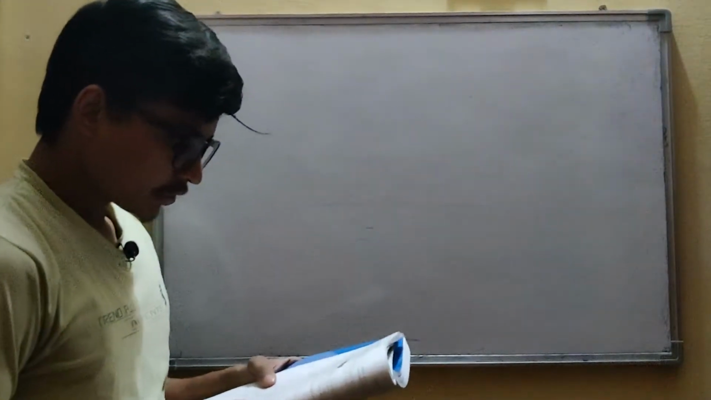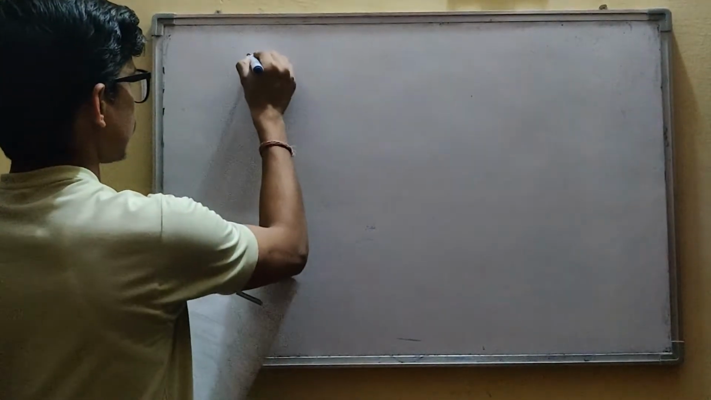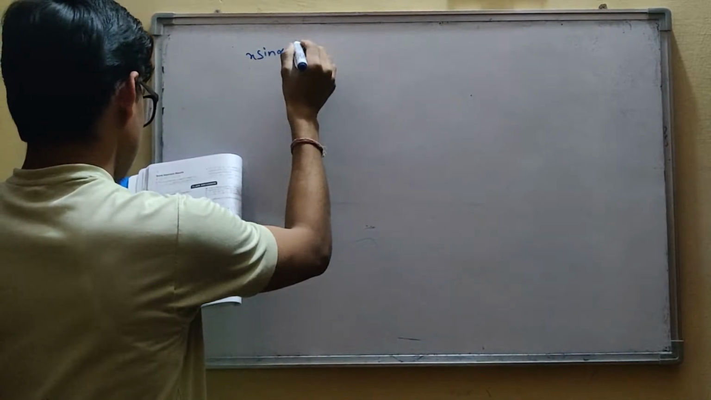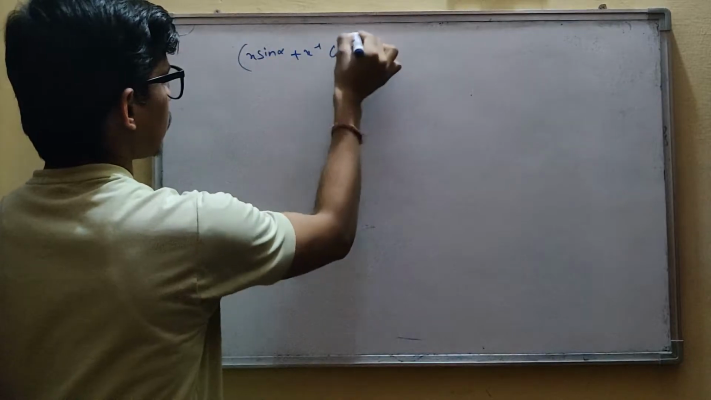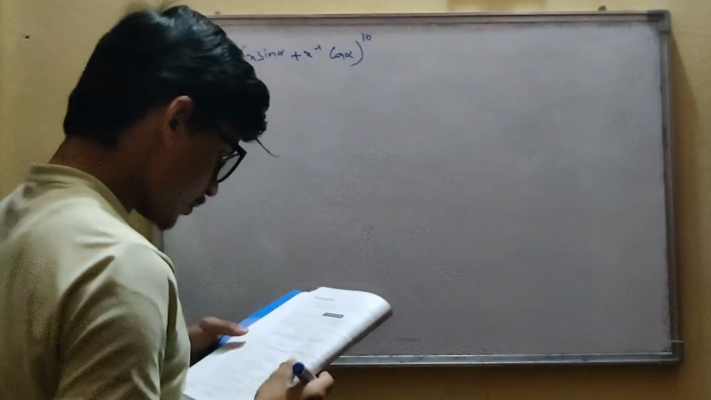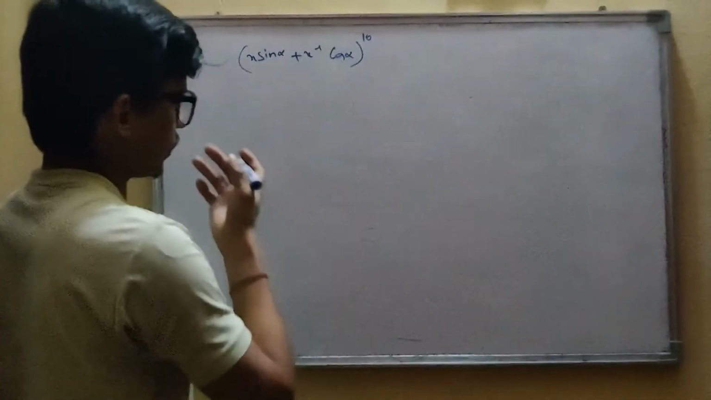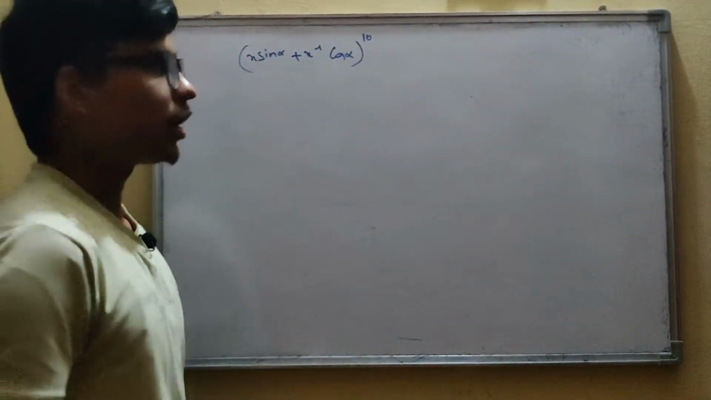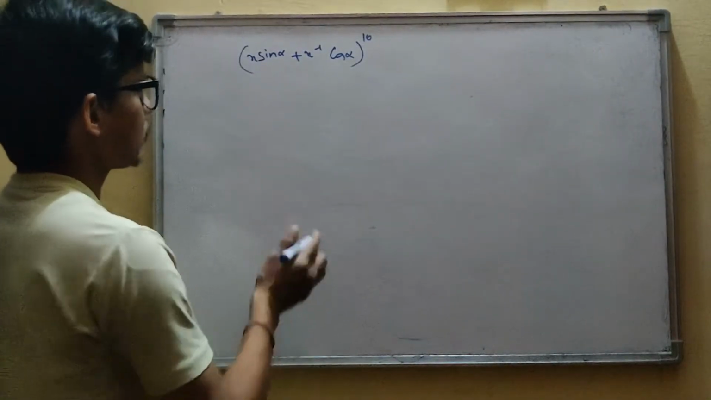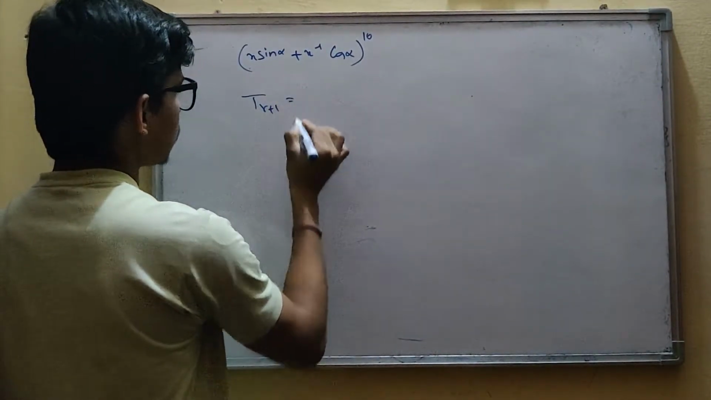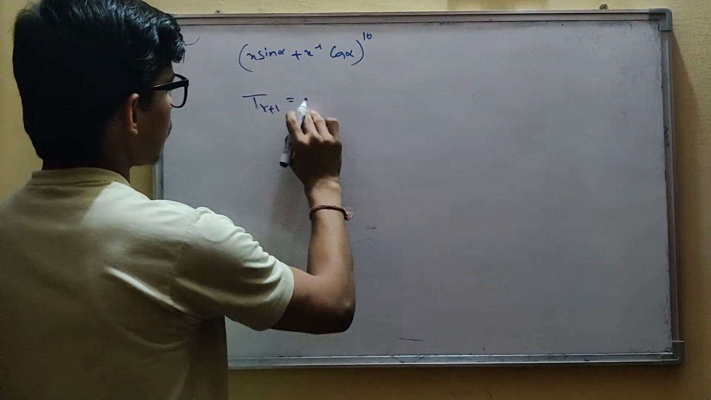The next question is: the greatest value of the term independent of x in the expansion of (x sin alpha + x inverse cos alpha)^10. So we are interested to find the greatest value of the term which is independent of x. So what would be the maximum value in the expansion of this which is independent of x? Let's say we find that the T(r+1)th term is independent of x, right? So this is how you can write it.